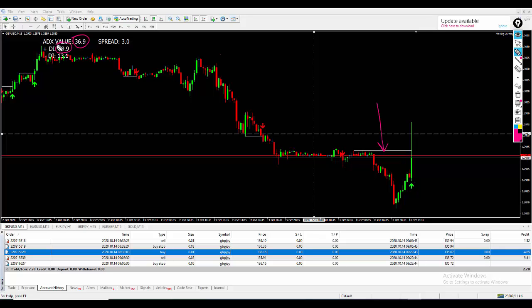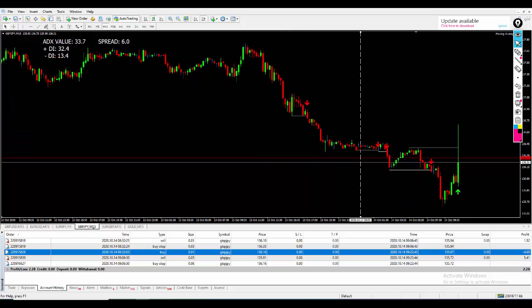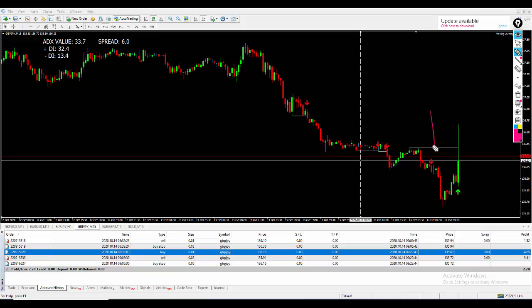So now, what I am waiting for is for this resistance line to be broken by this price. So that's number one. Number two, let me go to pound JPY. You can see that the two pairs are behaving almost the same way. You can see that there's a resistance line here which needs to be broken.